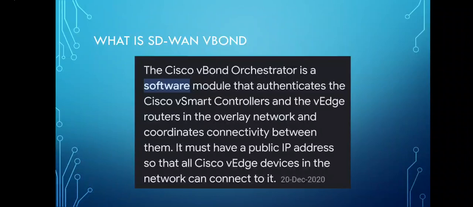So being said that, we do have hardware in the data center and at the branch offices, but those modules are nothing but software based solutions that Cisco has come up with. This particular module takes care of authentication. It's a one point authentication which takes care of controllers and edges. So it authenticates the Cisco vSmart controllers and the VH routers in the overlay network.